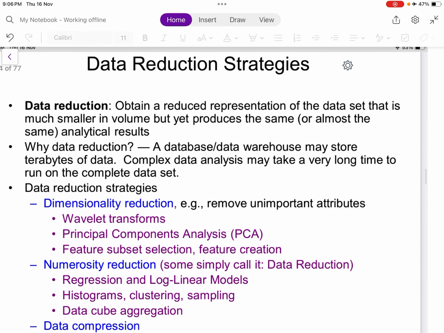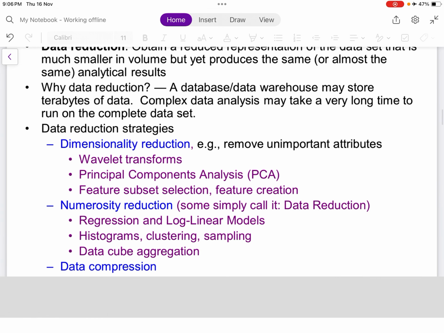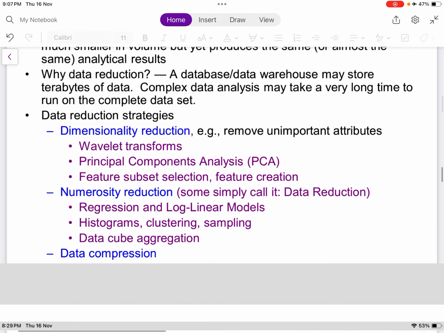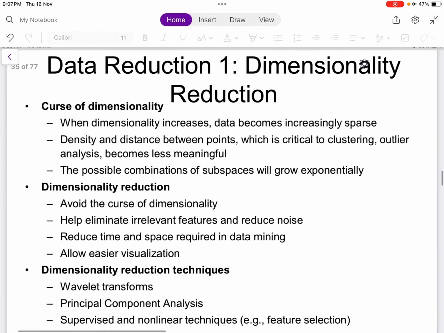Data reduction strategies: dimensionality reduction, for example remove unimportant attributes, wavelet transforms, principal components analysis, feature subset selection, feature creation. Numerosity reduction, which some simply call data reduction: regression and log-linear models, histogram, clustering, sampling, data cube aggregation. So data reduction, dimensionality reduction.